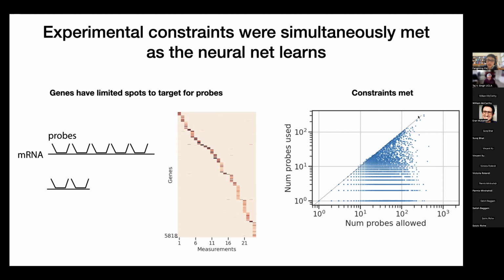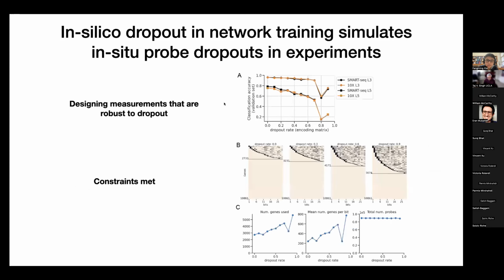And you can see almost none of the genes was assigned more weights than it can. We can do so much about these kinds of things, including, when training the neural network, we can introduce dropout. By this dropout, we can naturally simulate the experimental noise happening in the binding of our probe to the endogenous RNAs. And as we tune up the dropout rate, we can try to learn a design that's robust against actual dropout happening in the experiment.